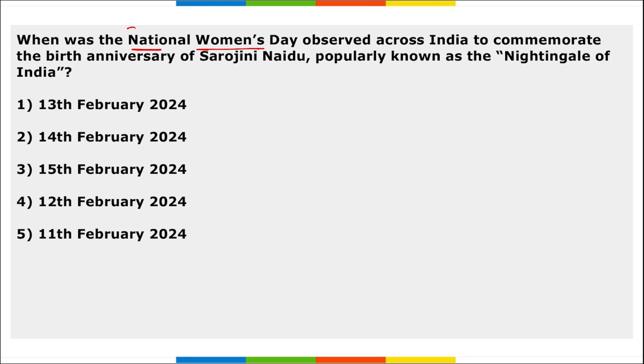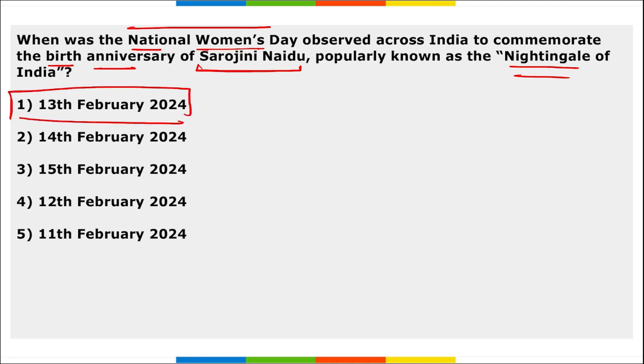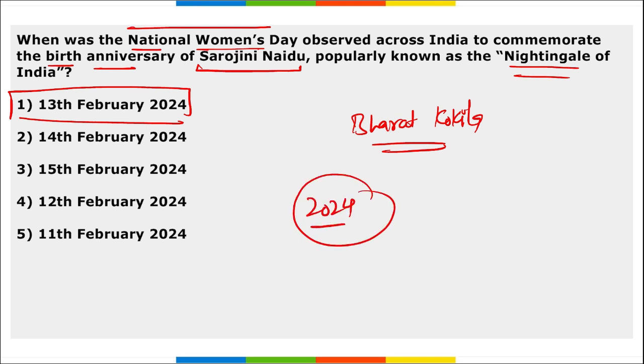This National Women's Day is observed to commemorate the birth anniversary of Sarojini Naidu, also known as the Nightingale of India. So when do we observe National Women's Day? It is observed on 13th of Feb. Correct? And it is to commemorate the birth anniversary of Sarojini Naidu, also known as Nightingale of India and also known as Bharat Kokila. Right? And this year in 2024, that is on 13th of Feb 2024, it was 145th birth anniversary of Sarojini Naidu.